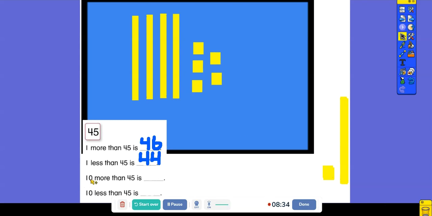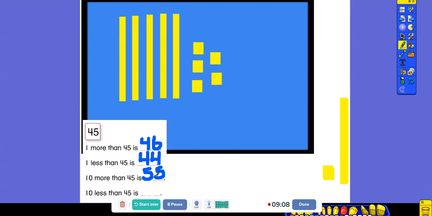Now it says 10 more than 45 is. So again, my clue says now I'm moving to my 10 rod. So 10 more. So I'm going to add 1 ten. And again, let's count together. 10, 20, 30, 40, 50, 51, 52, 53, 54, 55. So 10 more than 45 is 55.